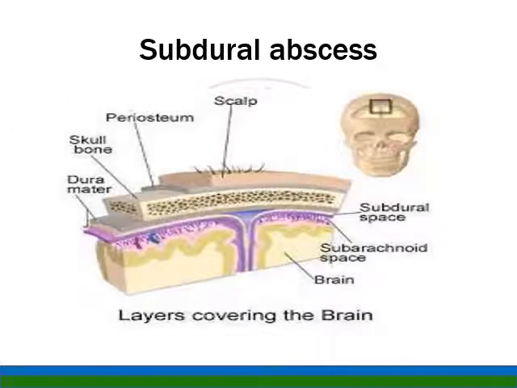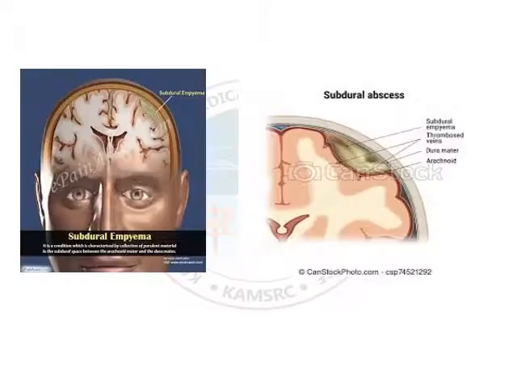Subdural abscess. What is the subdural space? The subdural space is nothing but the space between the dura mater and arachnoid mater, right? So an abscess is a collection of pus between the dura mater and arachnoid mater, the first two layers of the meninges.